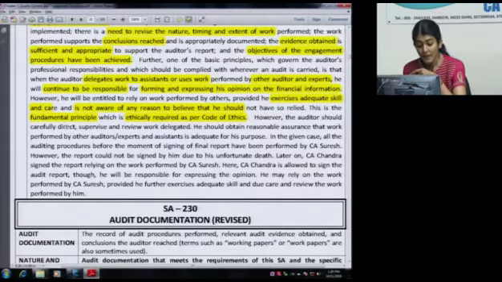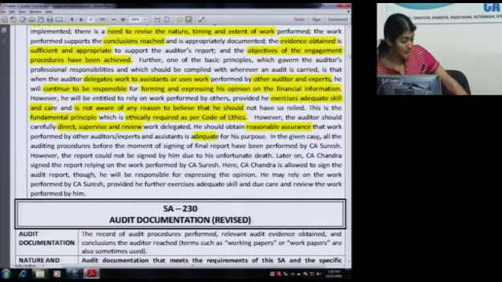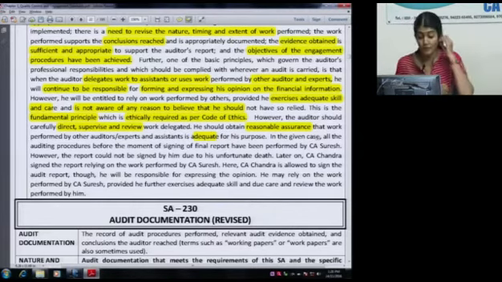However, the auditor should carefully DSR: direct, supervise and review the work delegated. He should obtain reasonable assurance that work performed by other auditors, experts and assistants is adequate. Very important word. Work performed by others: can you use it? Yes, but you need to direct, supervise, review. You need to check whether the work is adequate.